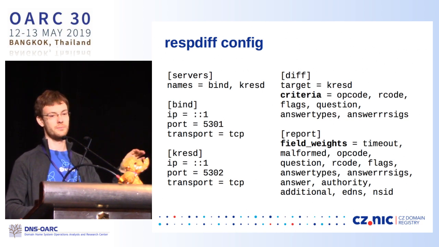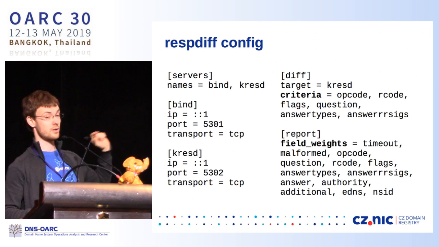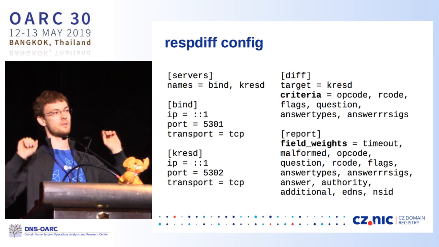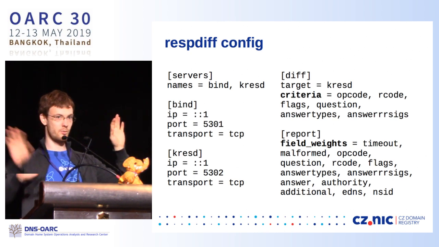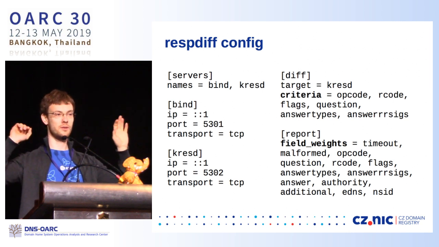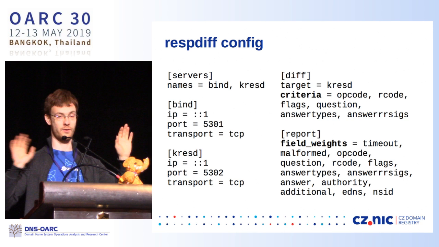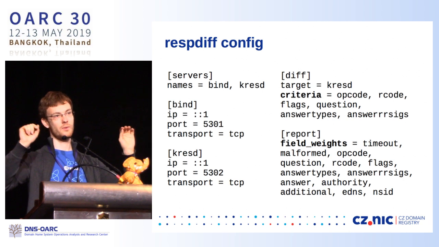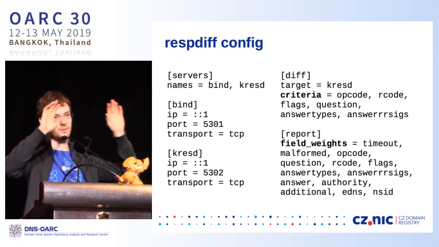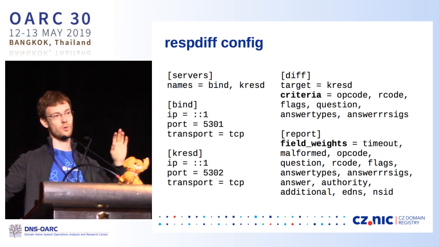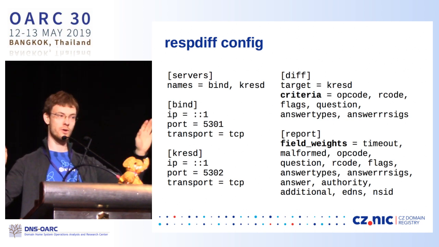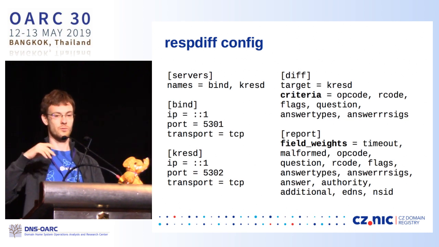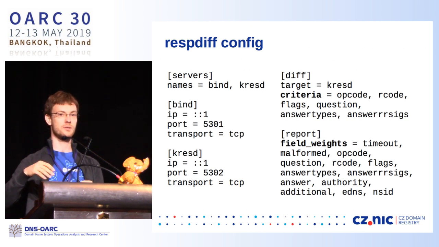And then there is a configuration line called field weights. The idea is that, imagine that we have got two answers. BIND says no error, and there is an IP address in it. And a different implementation, let's say Knot Resolver, will answer with SERVFAIL. Obviously, these two answers don't match, and rcode is different. But in this case, when the rcode doesn't match, it doesn't make any sense to continue with comparison and compare flags, right? Because if one is no error and the other is SERVFAIL, obviously flags are not meaningful. So basically the comparison stops at the first field where there is a mismatch.